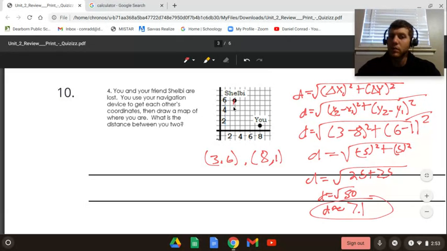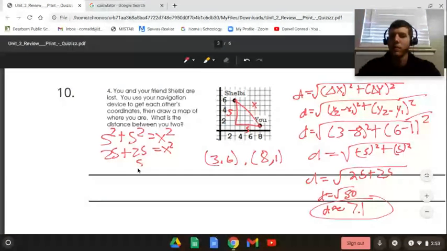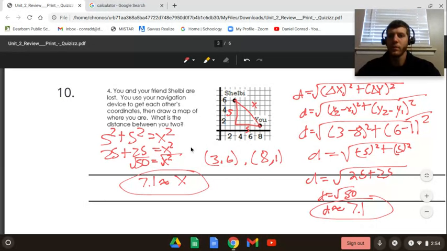Okay, the other way you could have done this is draw a triangle. So there's your right triangle. This distance here is going to be 5, 6 minus 1 is 5. Then here 8 minus 3 is 5. So then you could do the Pythagorean theorem. 5 squared plus 5 squared equals x squared. So that's 25 plus 25 equals x squared, which is 50. And then you take the square root of both sides. And so 7.1 is approximately equal to x. Okay, so there's distance formula.